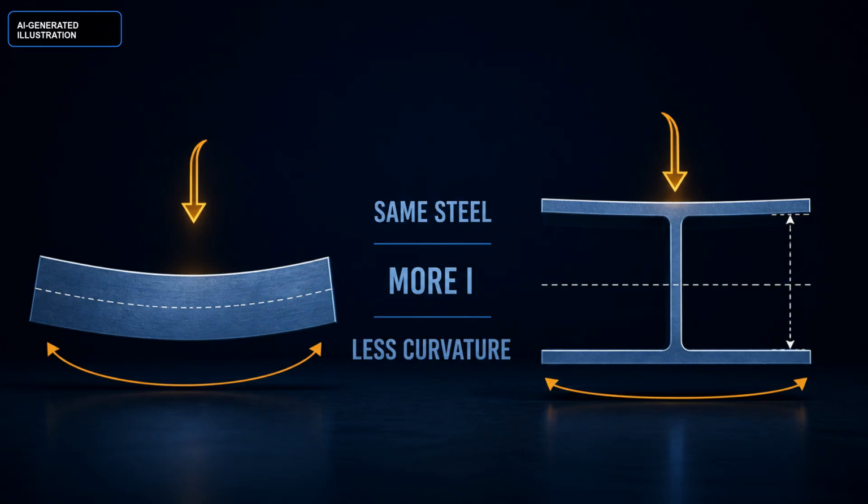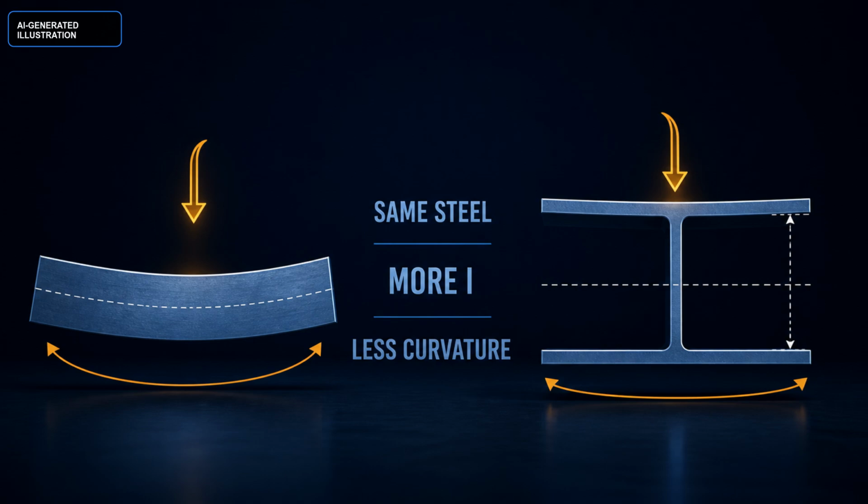Here is the less obvious part. I is not just how much material you bought. It is how far that material sits from the bending axis. Put steel into top and bottom flanges and use a thinner web to keep them apart, and the same material resists curvature much better than a flat strip. That is why bridge girders look tall.